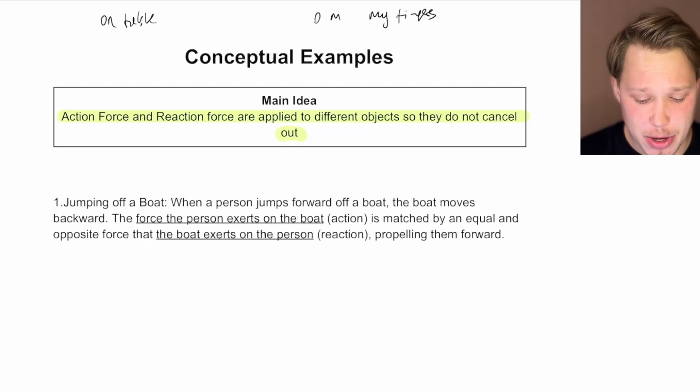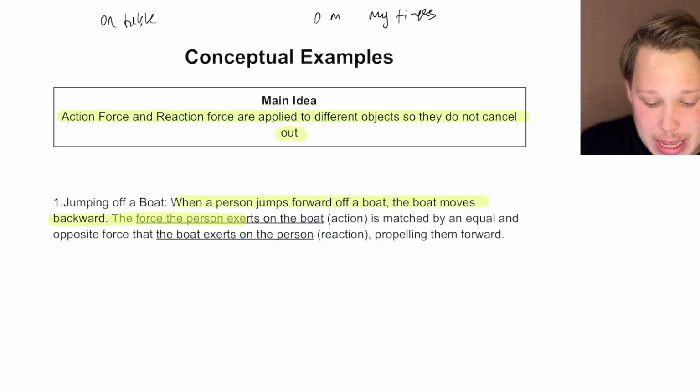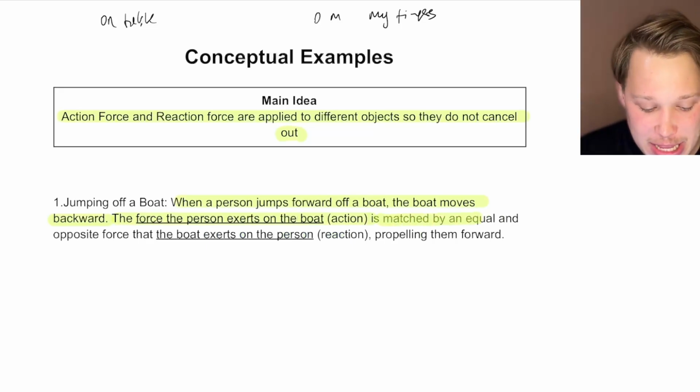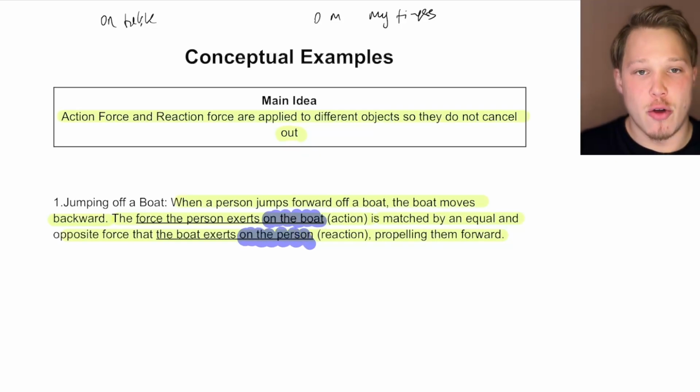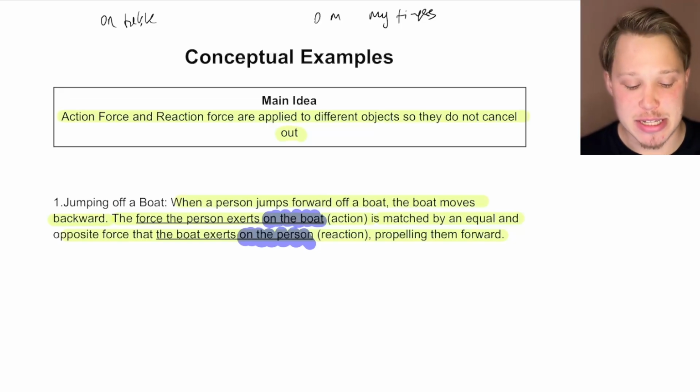Let's say, for example, you're jumping off the boat. When a person jumps forward off a boat, the boat moves backwards. So the force that the person exerts on the boat, that would be the action force, is matched by an equal and opposite force that the boat exerts on the person, propelling them forward. So again, the action force is on the boat, but the reaction force is on the person, right? That's why if I'm pushing my boat backwards, I'm myself moving forwards. That is also the difference: action and reaction forces are in opposite directions.